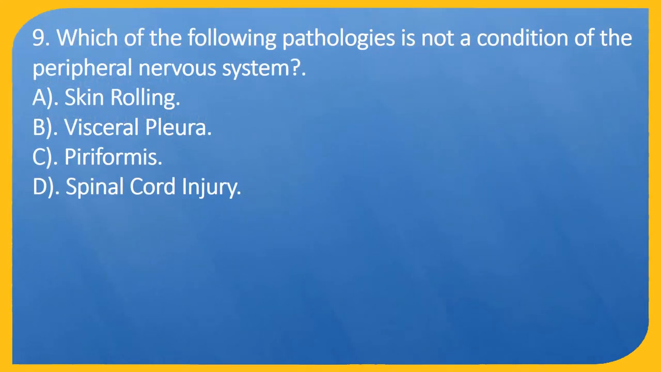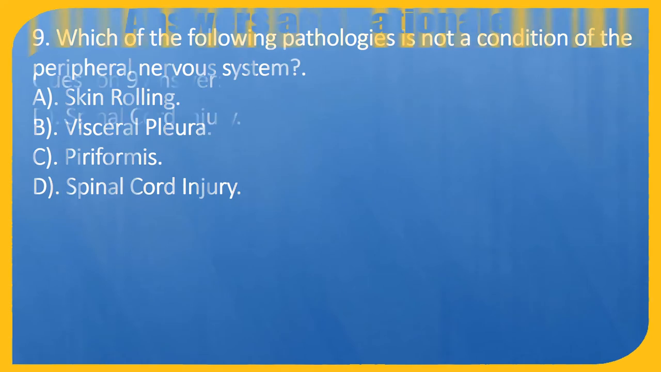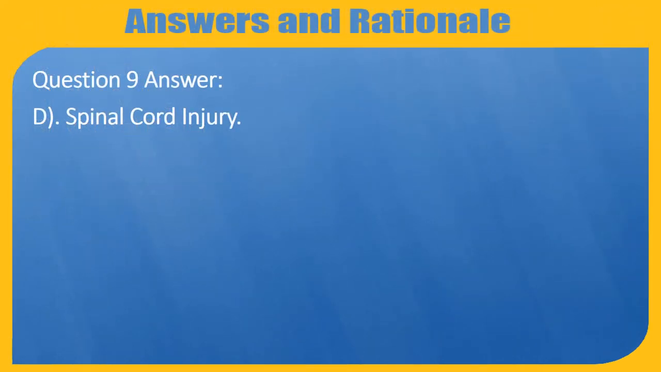Question 9. Which of the following pathologies is not a condition of the peripheral nervous system? A. Skin rolling. B. Visceral pleura. C. Piriformis. D. Spinal cord injury. Question 9. Answer. D. Spinal cord injury.